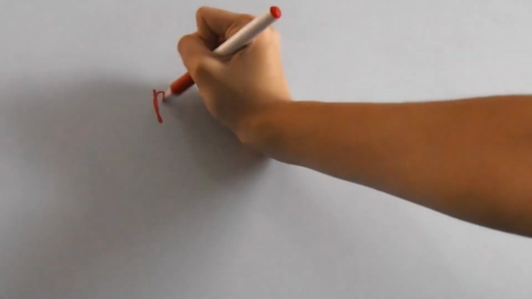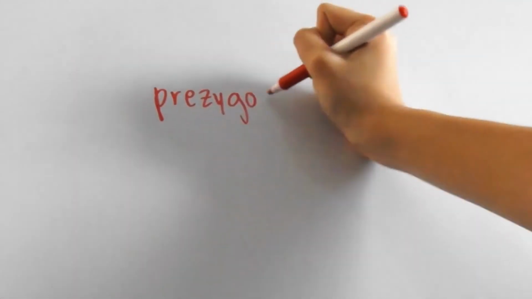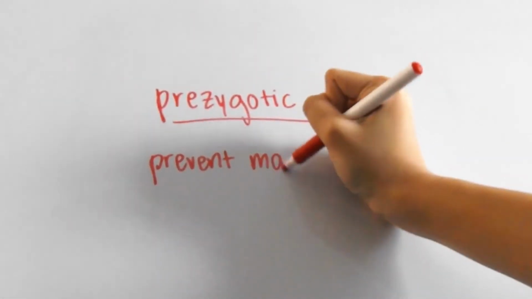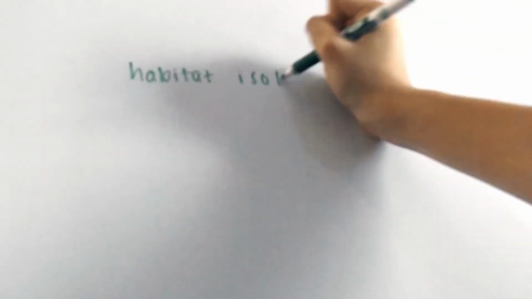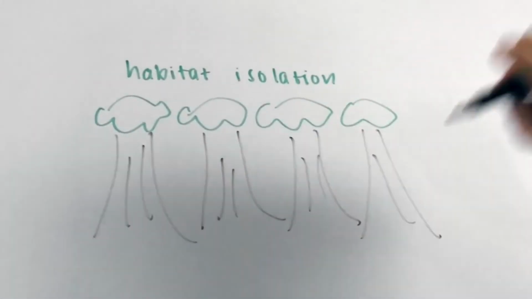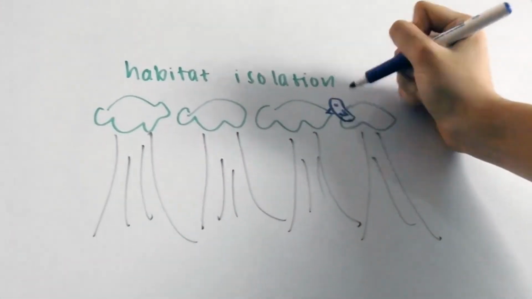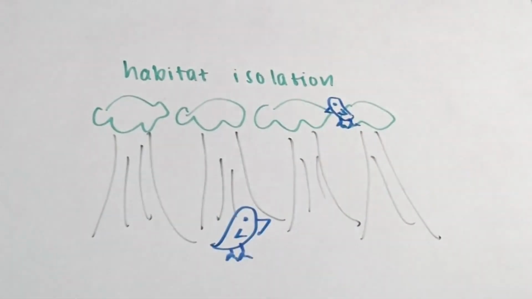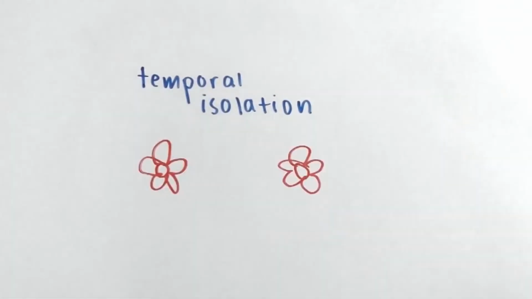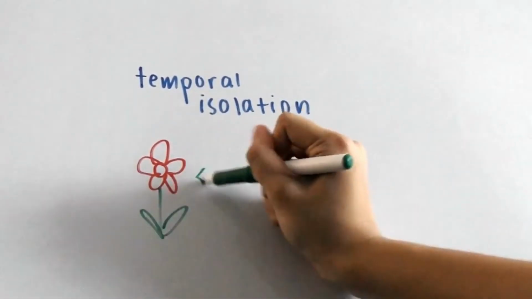So we've got the prezygotic barriers over here, meaning pre-zygote or before a zygote forms. Prezygotic barriers prevent successful mating from even occurring. One type is called habitat isolation, which is when species live in different habitats and may encounter each other rarely, if at all. If they can't get to each other, they can't mate. Another one is called temporal isolation, and this is when species breed during different times. A flower may have a different time of pollination than another one, so the two different flowers can't mate.